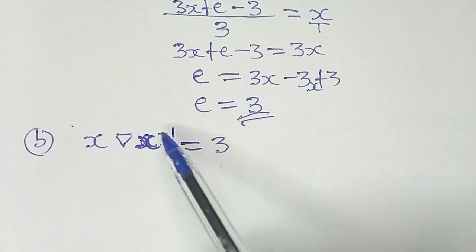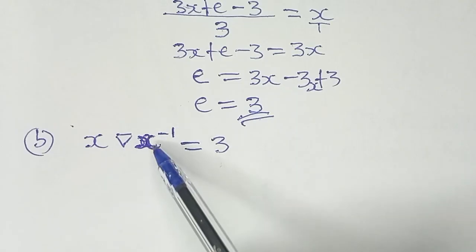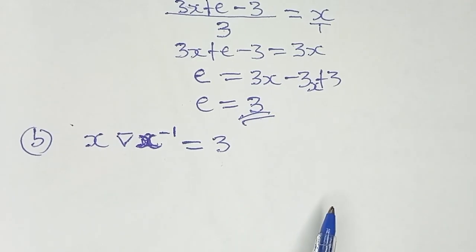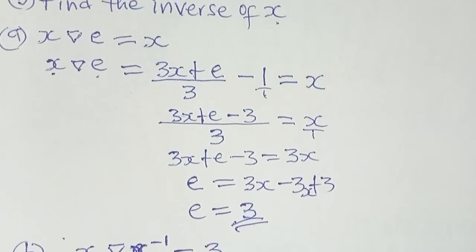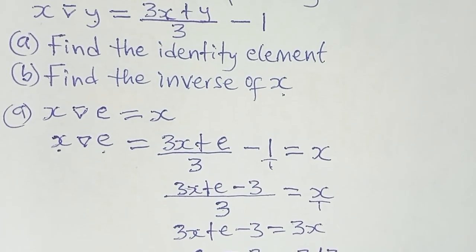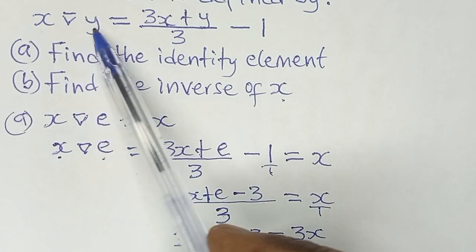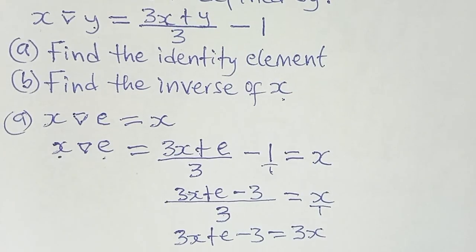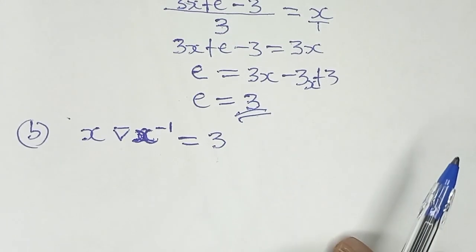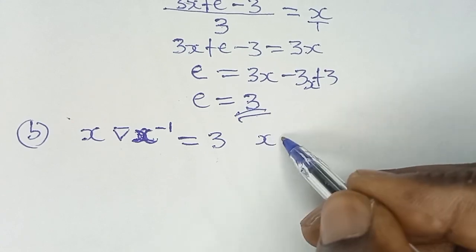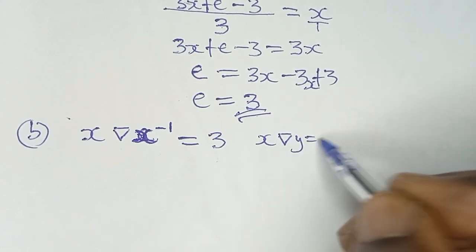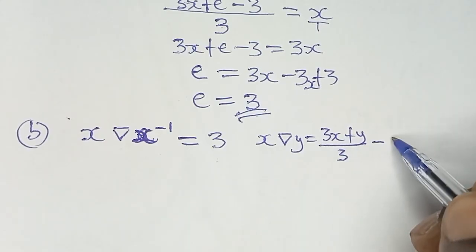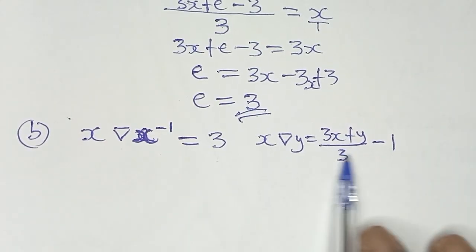Now, what we need to do is to simplify the original expression in the question, and replace y with x raised to power -1. Let me rewrite the expression here so that we can see it clearly. So the expression is x on the binary operation y is equal to (3x plus y) all over 3, minus 1. So this is the original operation given to us.